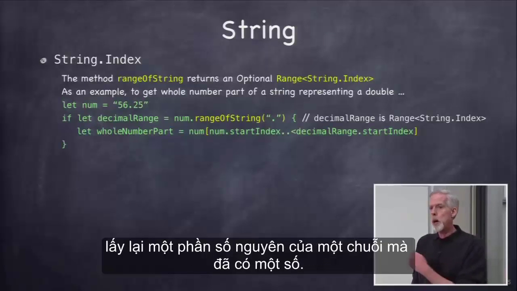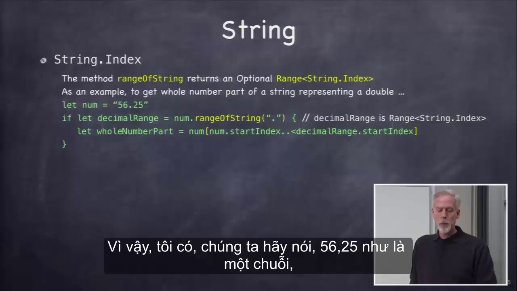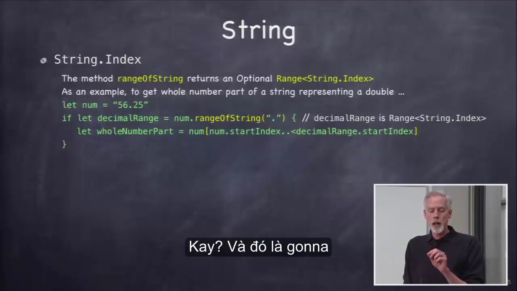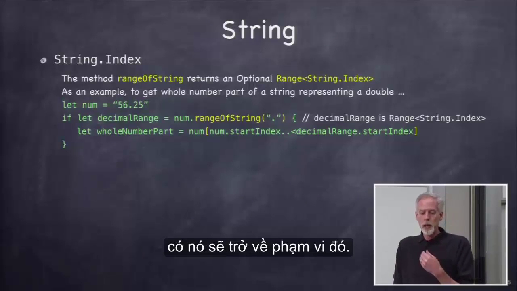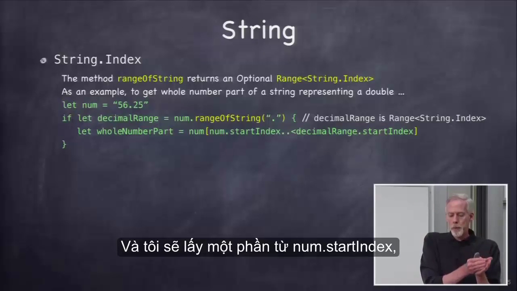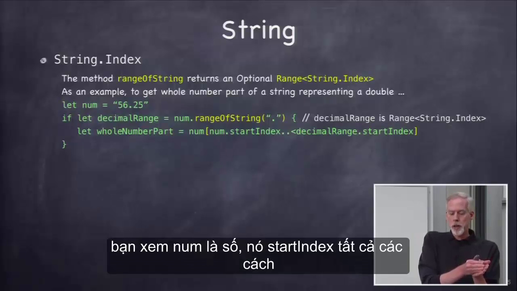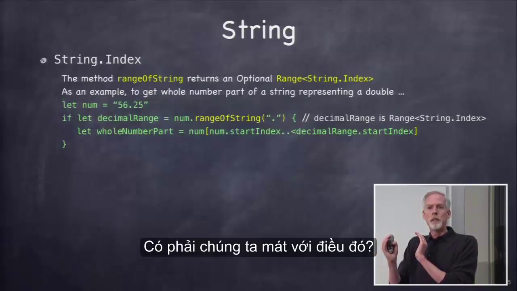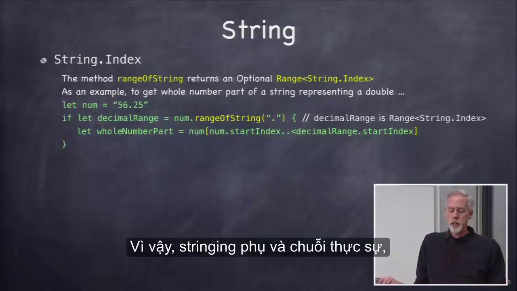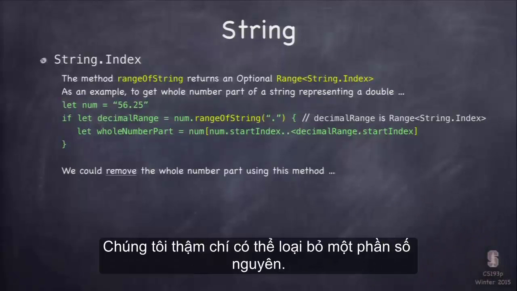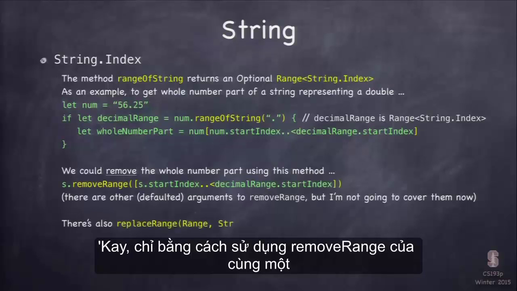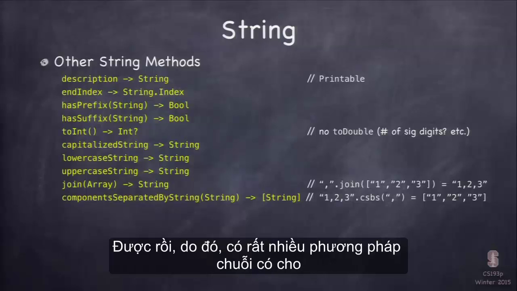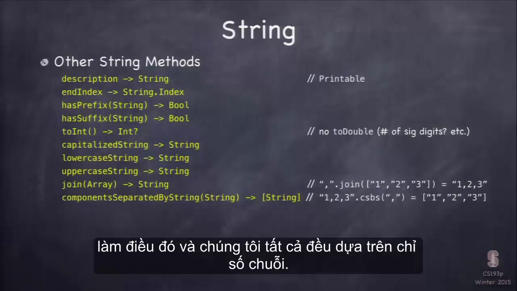So for example, if we wanted to get the whole number portion of a string that had a number, so I have, let's say, 56.25 as a string, I want to get the whole number part, I could just say, find me that decimal point, and that's going to return a range, if there's a decimal point in there. And I'm going to grab the part from the num's start index, you see the num is the number, all the way to where the decimal is, not including the decimal. Now I got the substring, which is the whole part. Everybody cool with that? So substringing in a string is actually, once you understand this whole index thing, pretty powerful. We could even remove the whole number part, just by using remove range of that same range, not start index to the decimal range. Or we can replace the range with other things, etc. So there's a lot of string methods there for doing that, and they're all based on that string index.